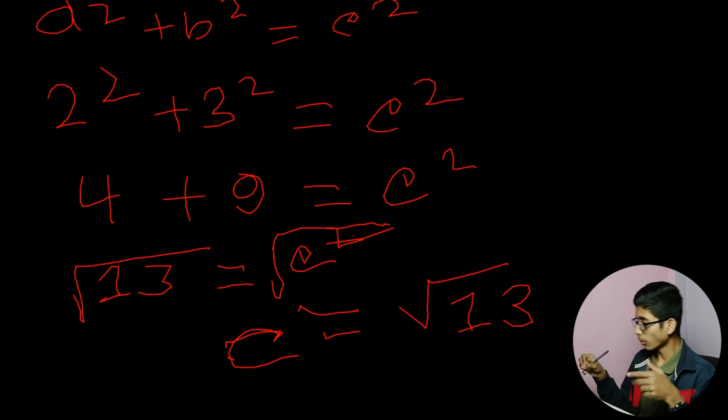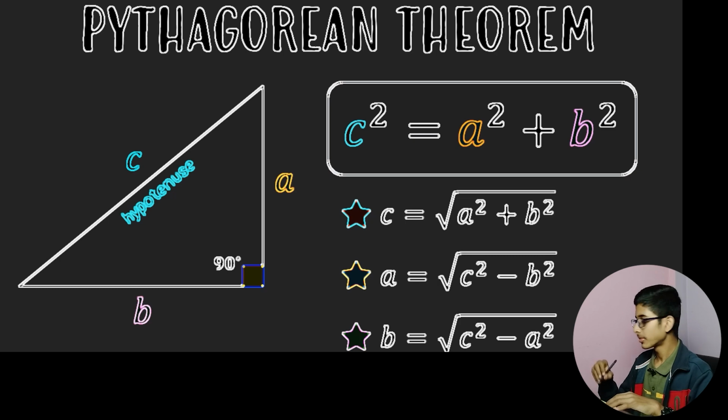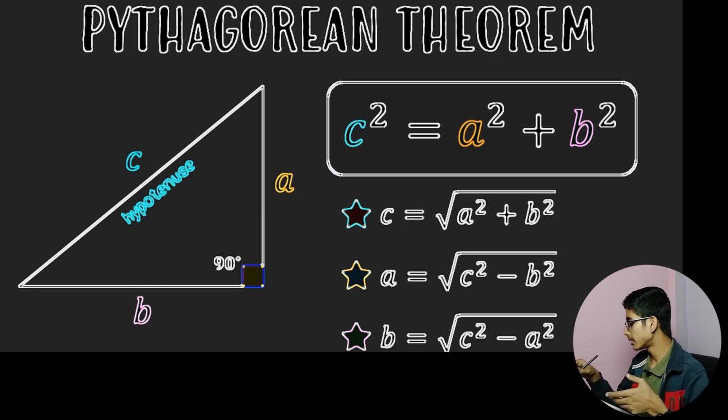So, here you can see where we can use the Pythagorean theorem: if we know the value of the two legs, we can easily find out the value of the hypotenuse. And you can make other variants of the Pythagorean theorem also.